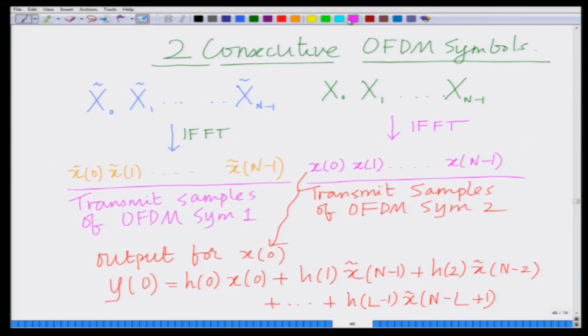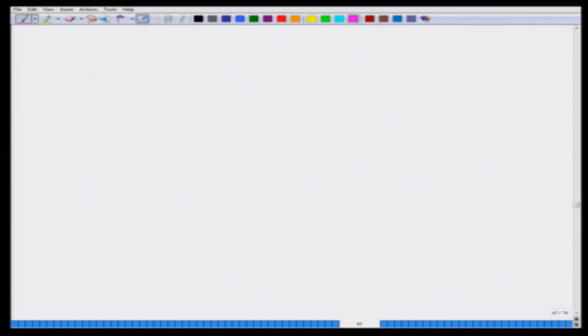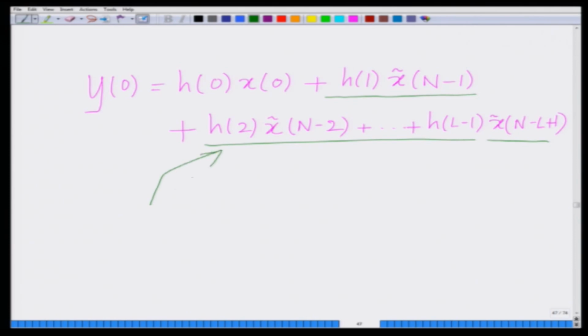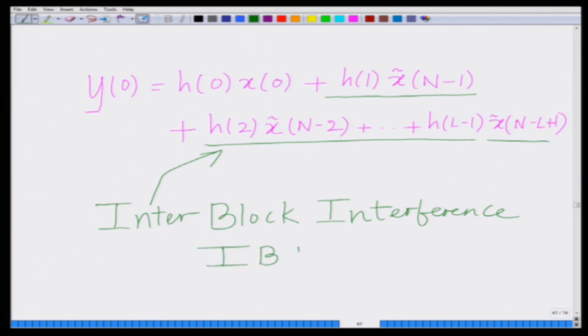Let me write it again clearly: y of 0 equals h of 0 x of 0 plus h of 1 x tilde of n minus 1 plus h of 2 x tilde n minus 2 plus h of L minus 1 x tilde n minus L plus 1, and if you can see, these are the samples from the previous block. So, we are seeing a new term here, there is inter block interference, or IBI.